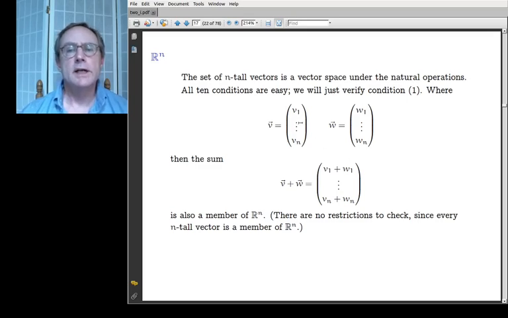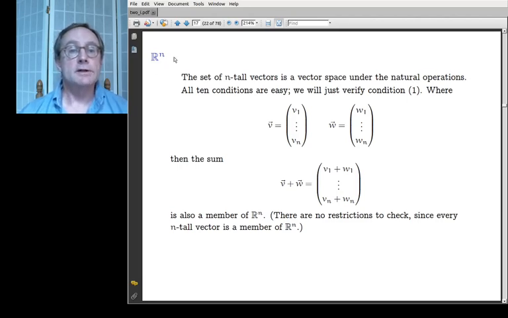But here, when I say the sum of 2 n tall vectors is an n tall vector, there's no restriction, and so there's nothing to check. That makes this in some ways a harder example than the first 2, or maybe not as good a first example as the first 2, but it's still true. The sum of 2 n tall vectors without restriction is indeed an n tall vector without restriction. And likewise, the scalar multiple of an n tall vector without restriction is an n tall vector without restriction.